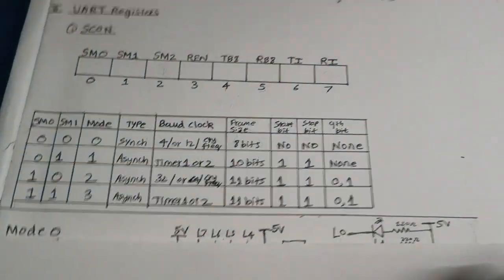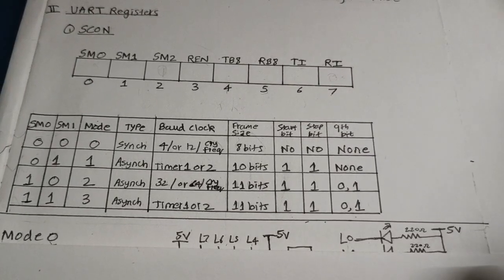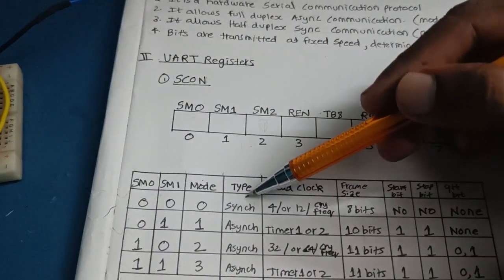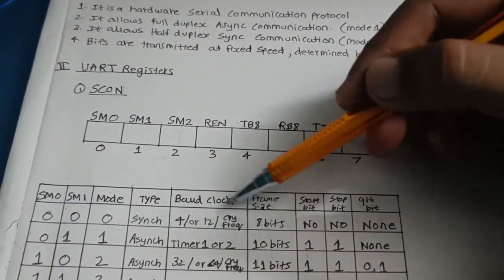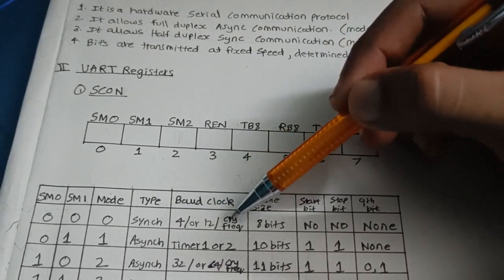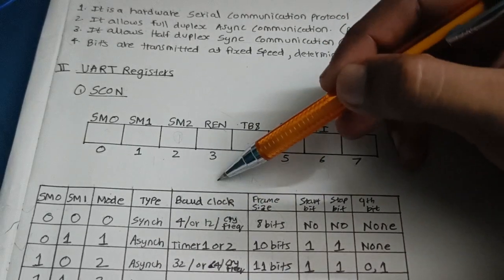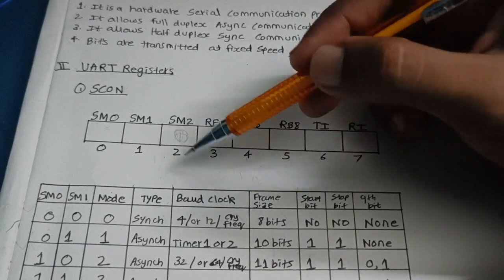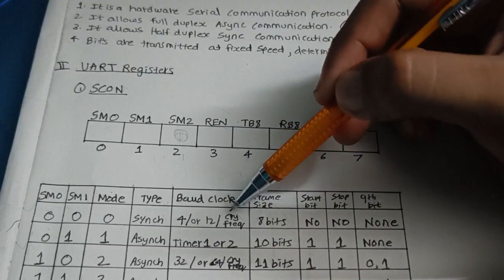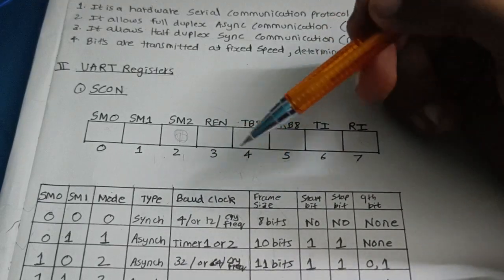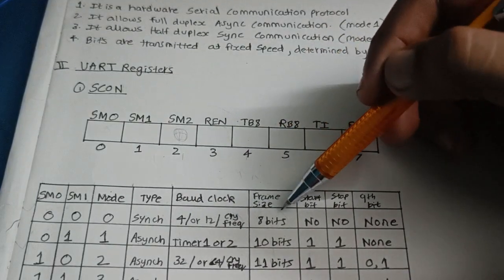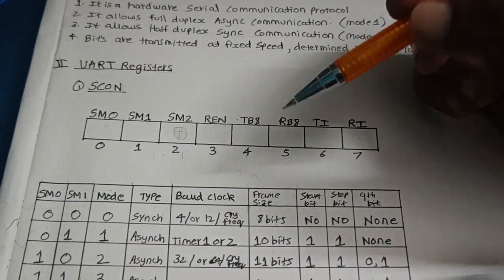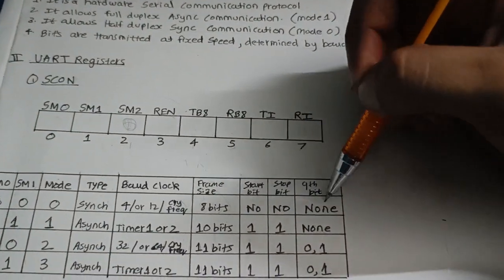So this table is very important. SM0 and SM1 at 00 sets mode 0, synchronous, and here the baud rate is determined by the crystal frequency divided by 12. When SM2 is 0, it's the crystal frequency divided by 12, and when SM2 is 1, it's the crystal frequency divided by 4. That determines the baud rate. The frame size is 8 bits because there is no start bit or stop bit. It's synchronous, so it doesn't require a start bit or stop bit.